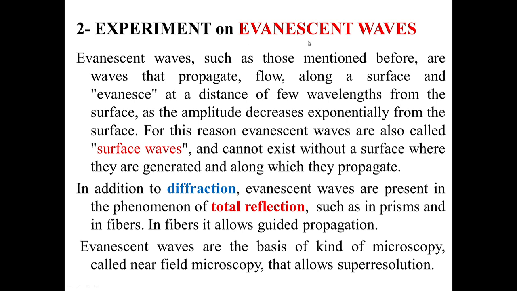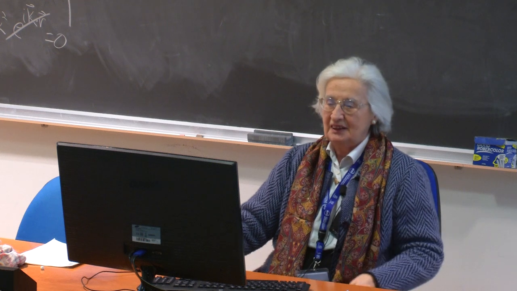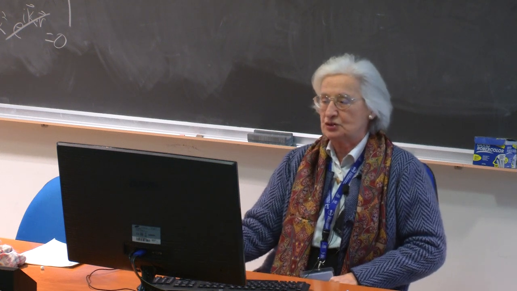Now we make an experiment on evanescent waves. As Professor Miguel showed you, an evanescent wave is a solution of Maxwell's equations where a wave propagates along a plane, let's say flows along a plane, but decreases exponentially from the surface. In my case, the propagation direction in the plane is not x, it is the opposite of here, but it's clear. I will show you an equation in a while.